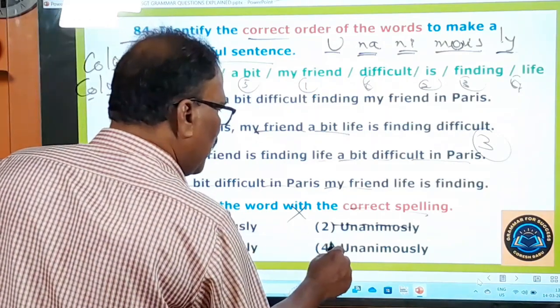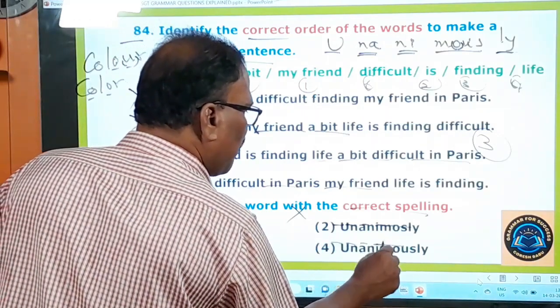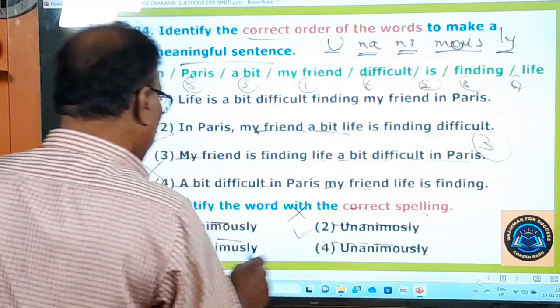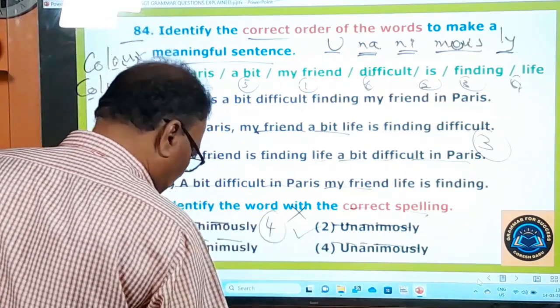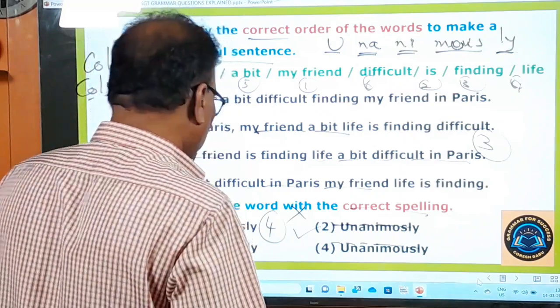So in the fourth one, you see you, na, ni, mus, ly. So this is absolutely right. 1, 2, 3 are wrong. Only the fourth one is the right one. And now let's move on to other questions.